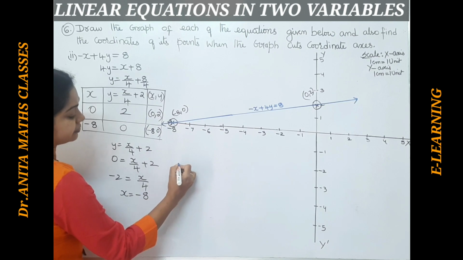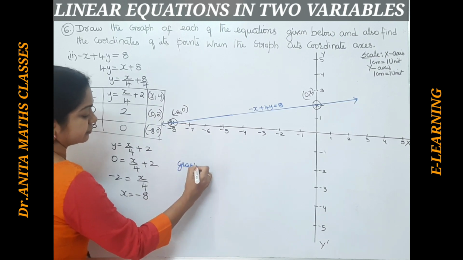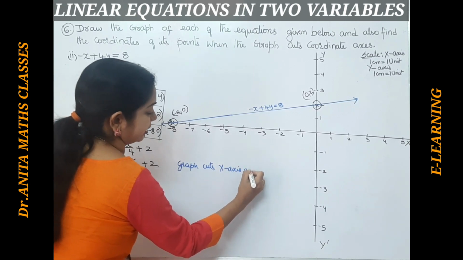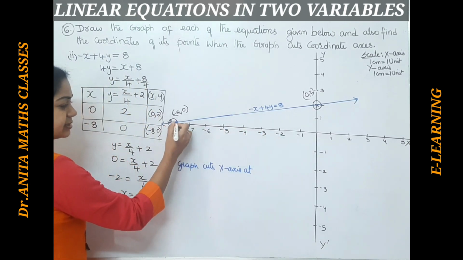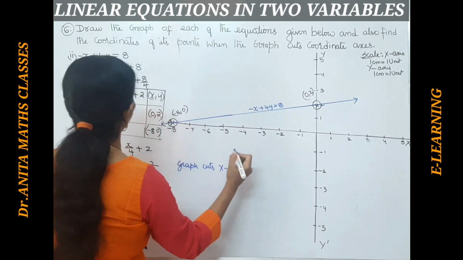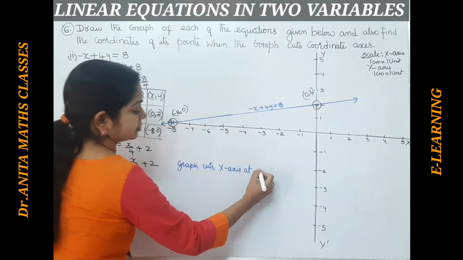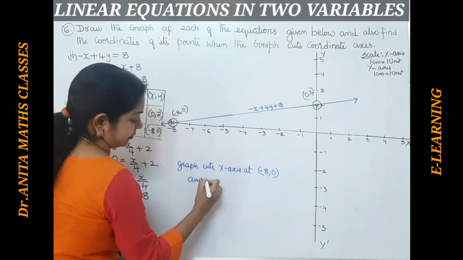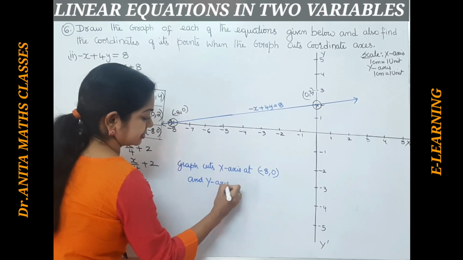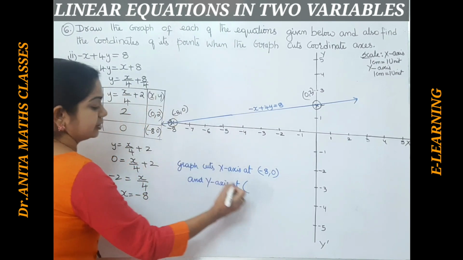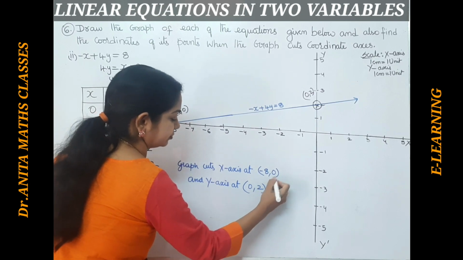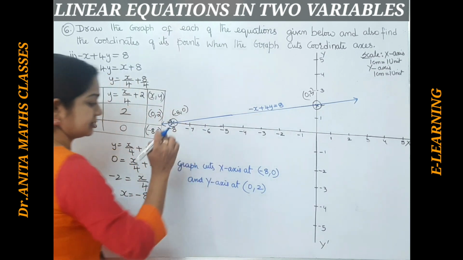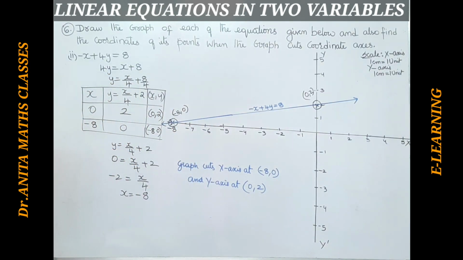So when the graph cuts the x-axis, it is cutting the x-axis at minus 8 comma 0. See here, minus 8 comma 0, and the y-axis at 0 comma 2. This point 0 comma 2, it is cutting the y-axis, and the x-axis it is cutting here. Please pause the video and note it down.